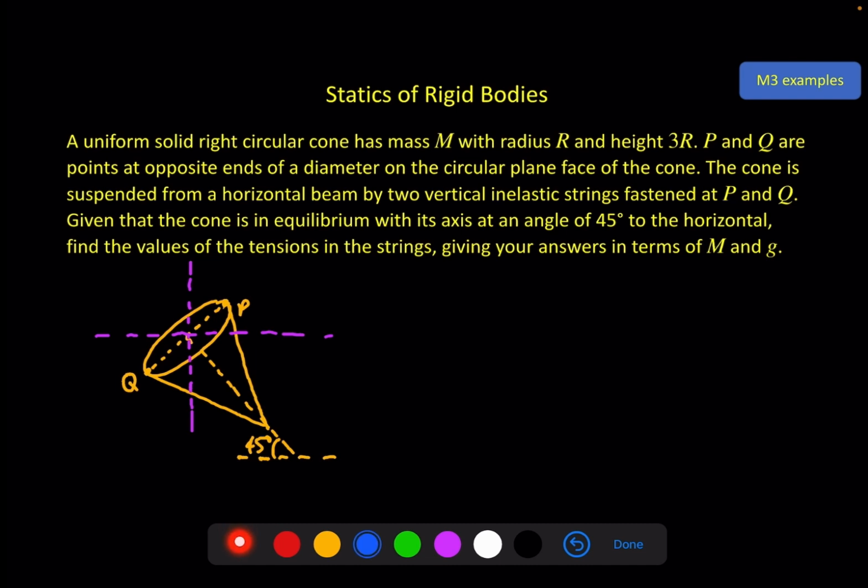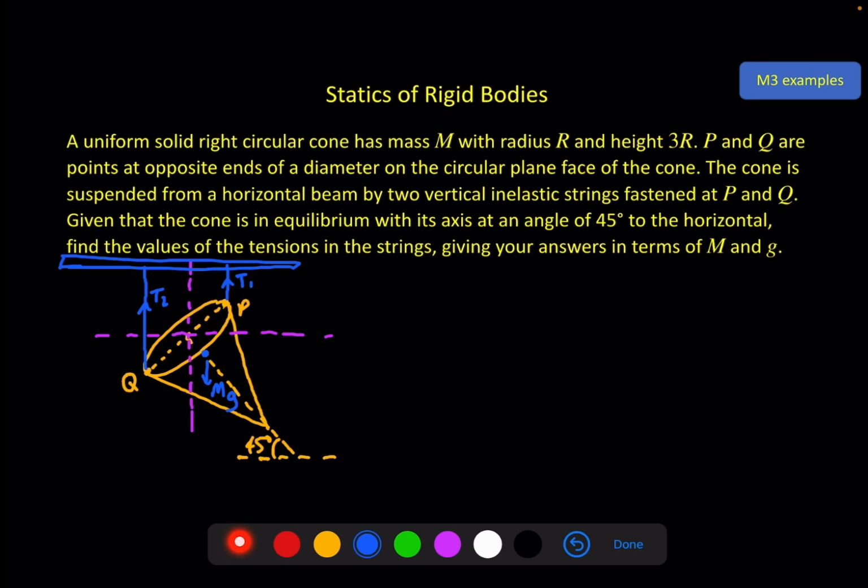The cone is being suspended with two vertical strings, one at P and one at Q, and they're attached to a beam of some kind up here. We're trying to find the tensions in the strings. Let's call this T1, T2, and we know the center of mass of the cone is 1/4 of the way from the base to the vertex. Let's put that here, and the cone has mass m, so weight mg.